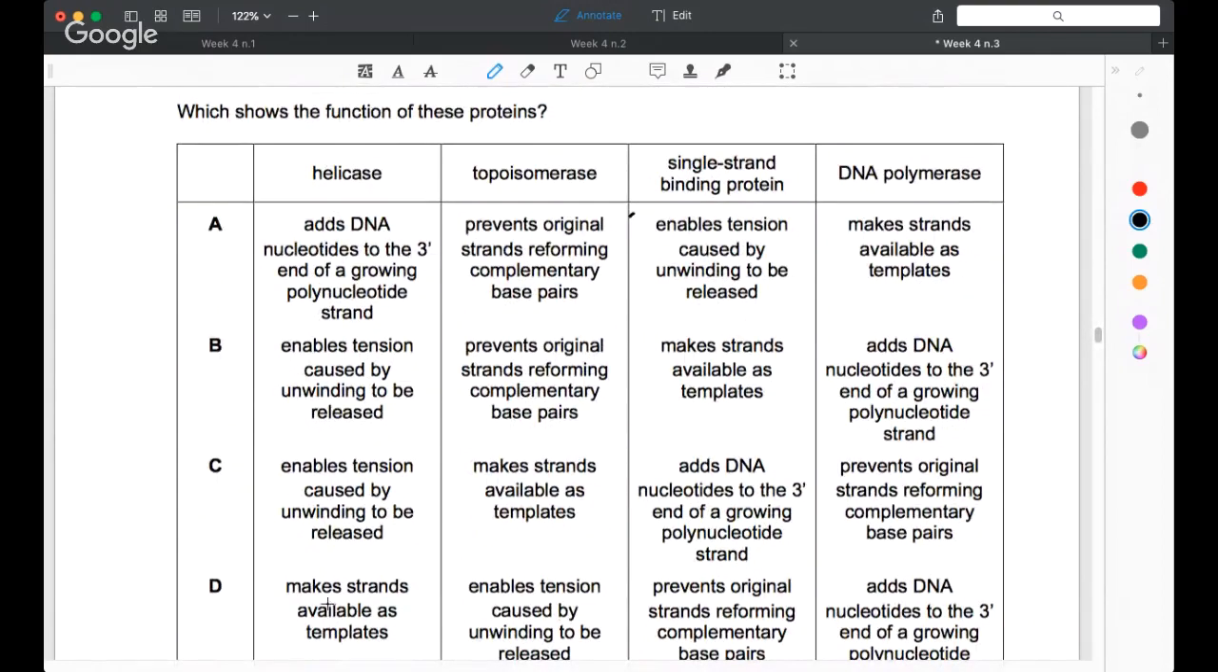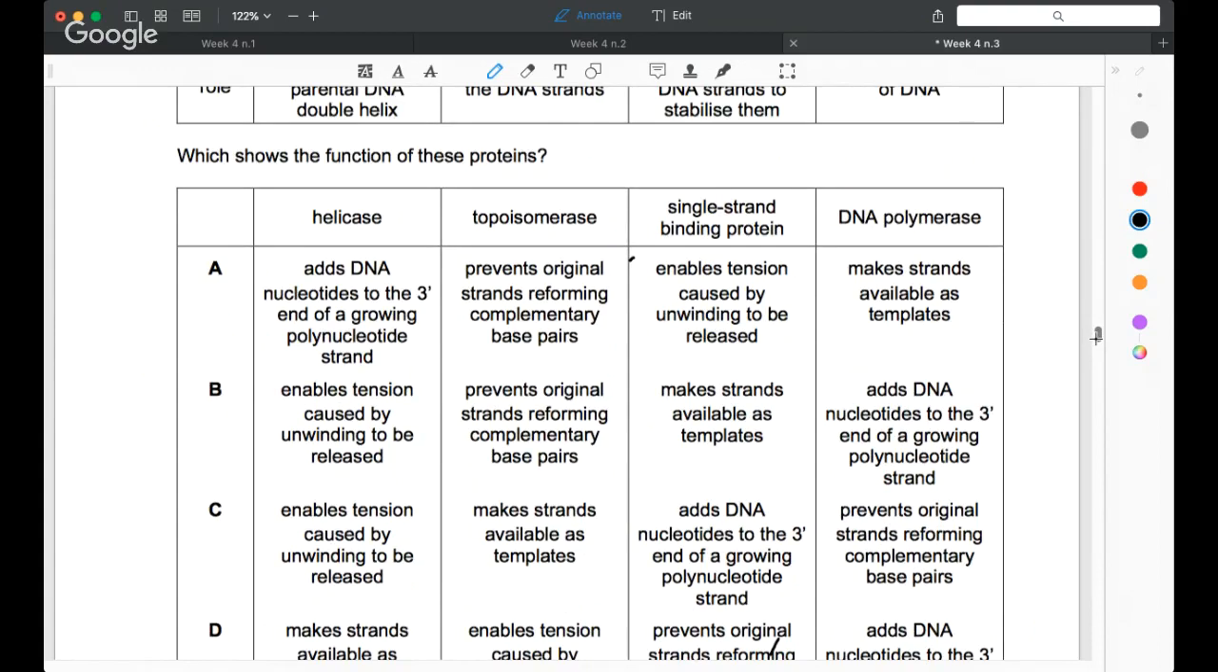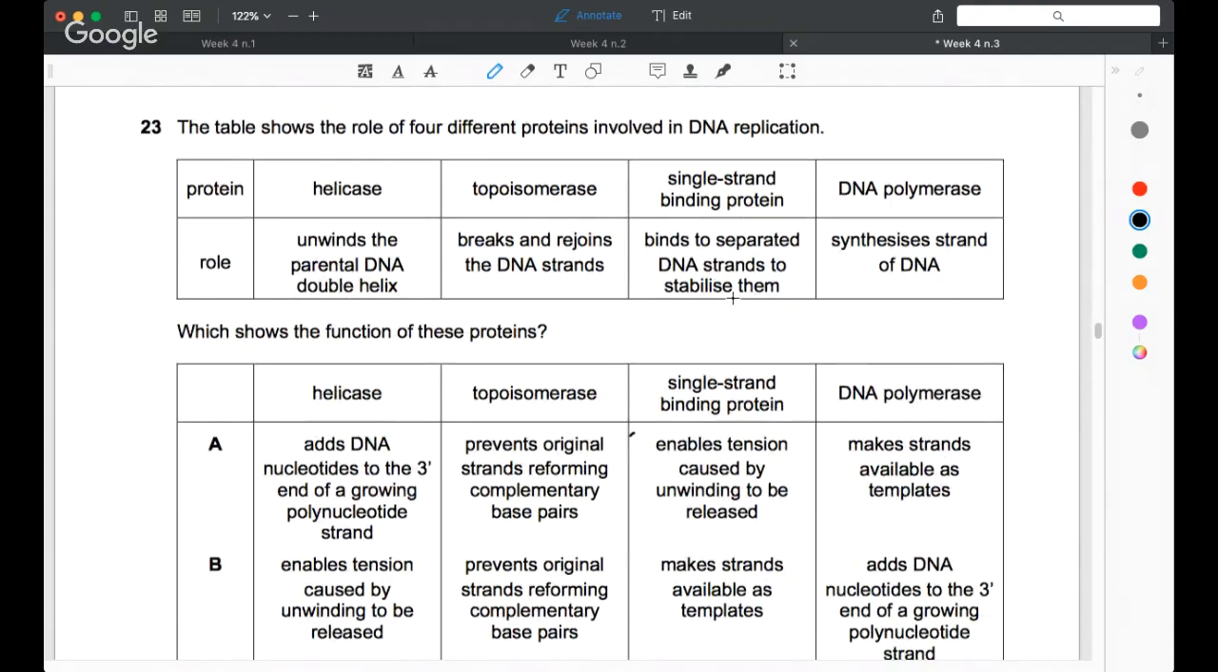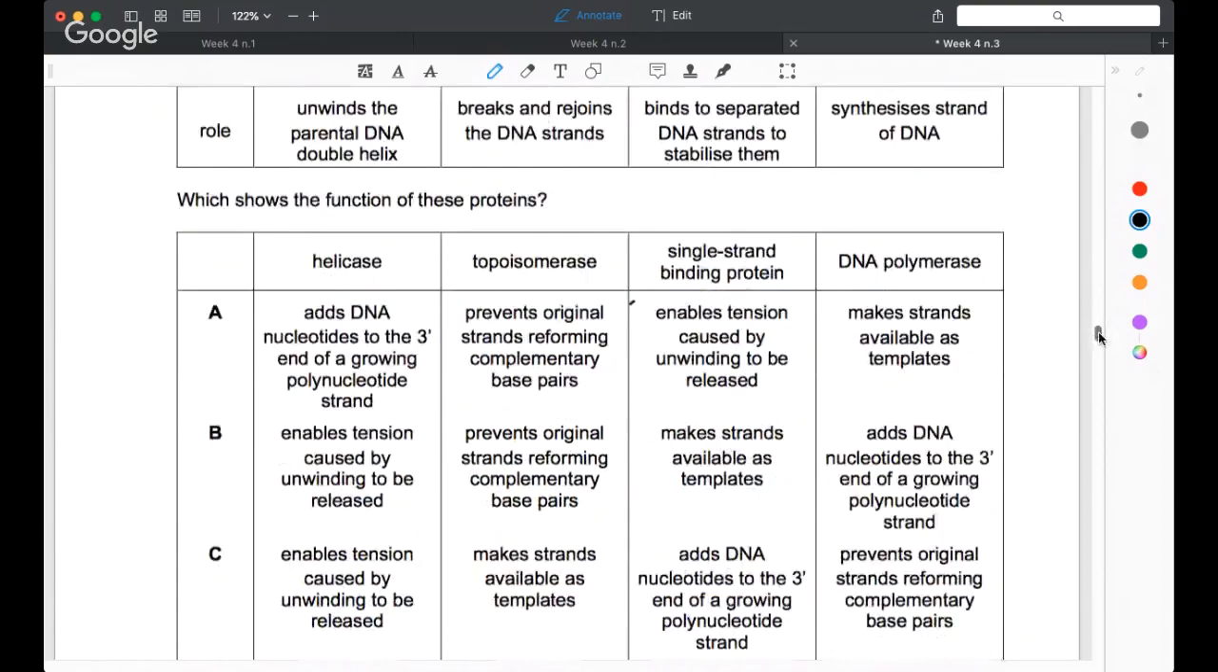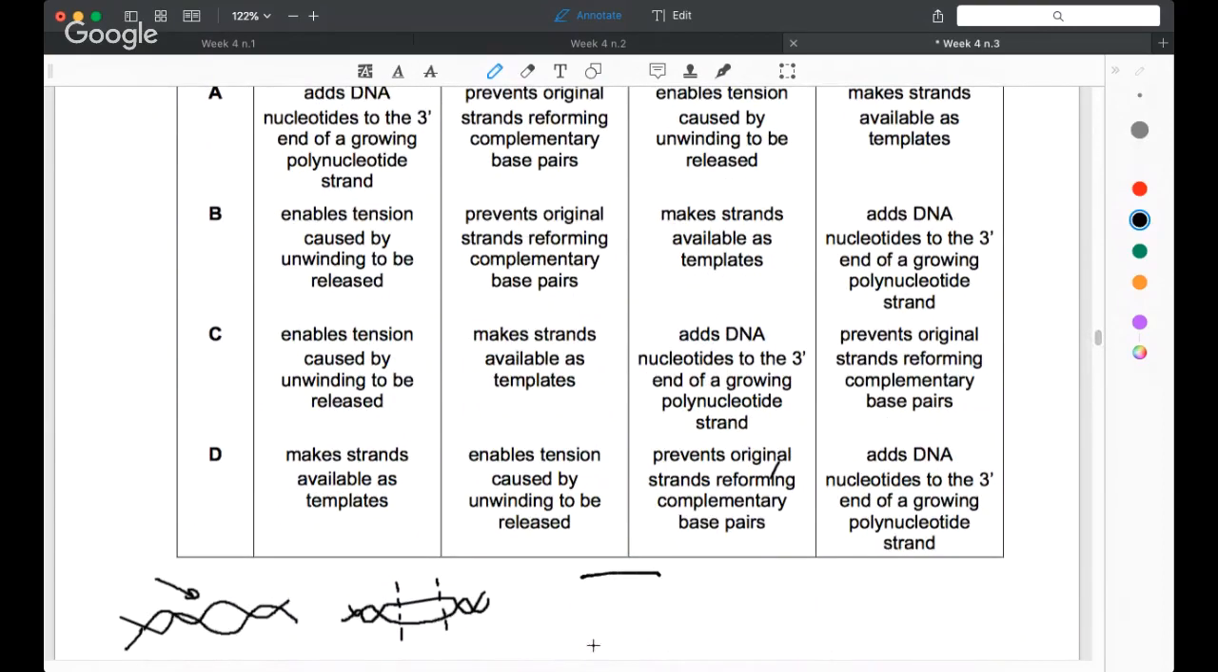Helicase makes strands available as templates. You understand that it's literally just unwinding it. So then you have two template strands. Single strand binding protein prevents original strands reforming complementary bases. So what they're saying here is that it binds to separated strands to stabilize them. And that will make sense, because if you have two separated strands, if you can't somehow bind and stabilize them apart from each other, they will literally just fall back on each other and bind. So that's what they're saying here.